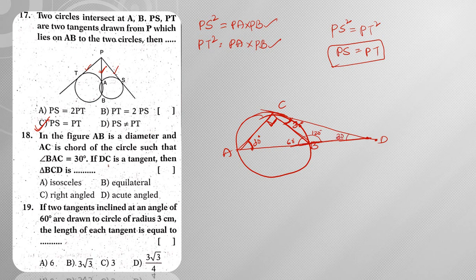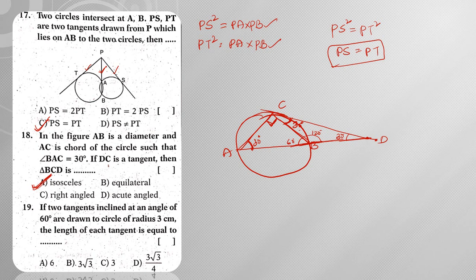Then this angle is 30 degrees. So clearly here two angles are 30 degrees, so we can say that this triangle is an isosceles triangle. Here he has to mention that D is nothing but the point where it meets the extended diameter.